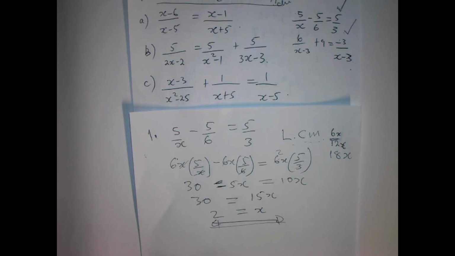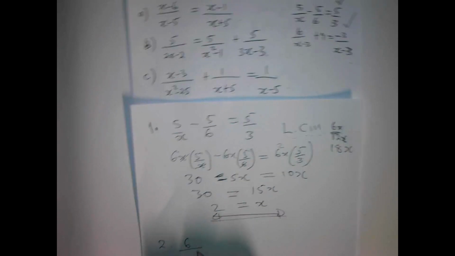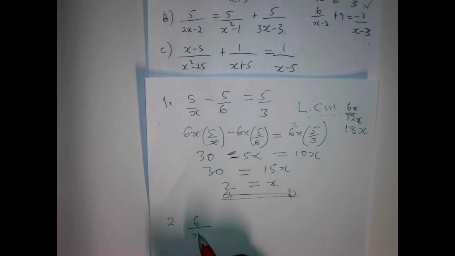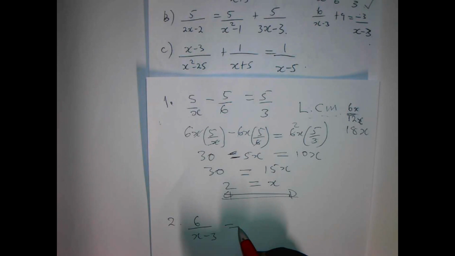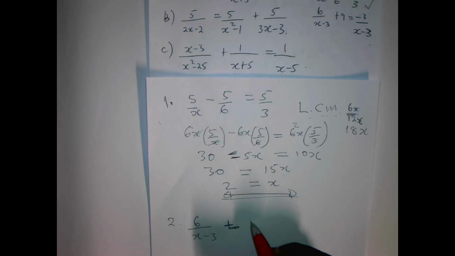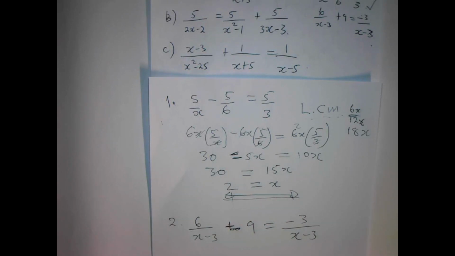So let's move on to solve the next one, which is 6 over x minus 3 plus 9 is equal to minus 3 over x minus 3. So you can see again 9 is as good as 9 over 1. So we can multiply throughout by x minus 3.